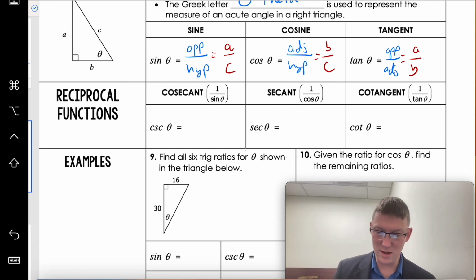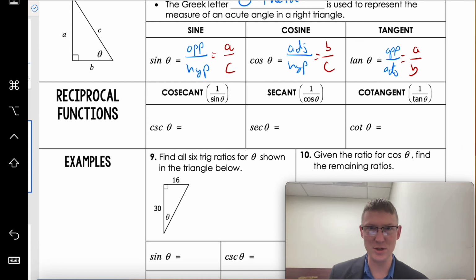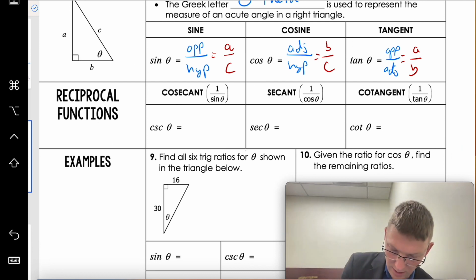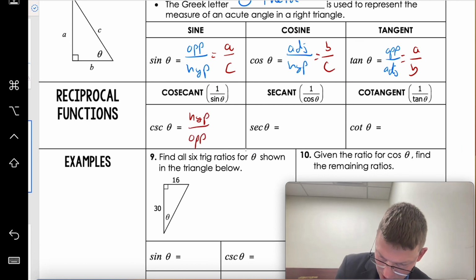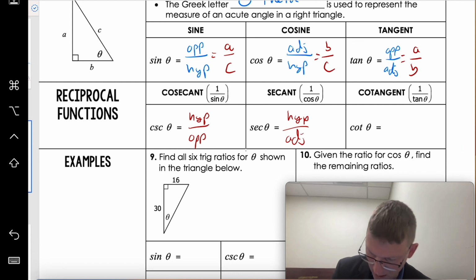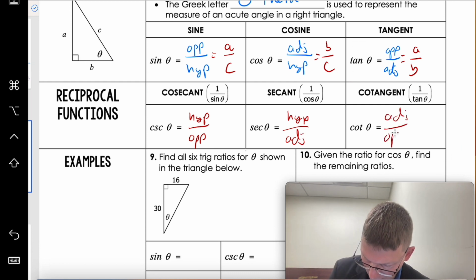So the cosecant, secant, and cotangent are just going to look like, 1 over sine of theta. So that would just be hypotenuse over opposite. Secant would just be the opposite of cosine, so that would be hypotenuse over adjacent. And then cotangent would just be adjacent over opposite.